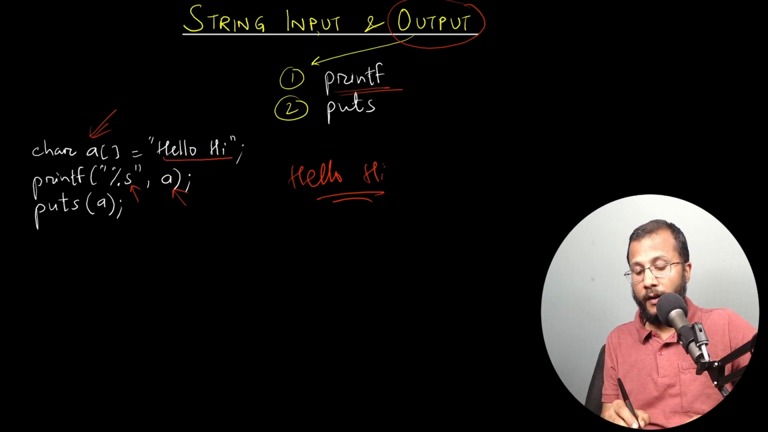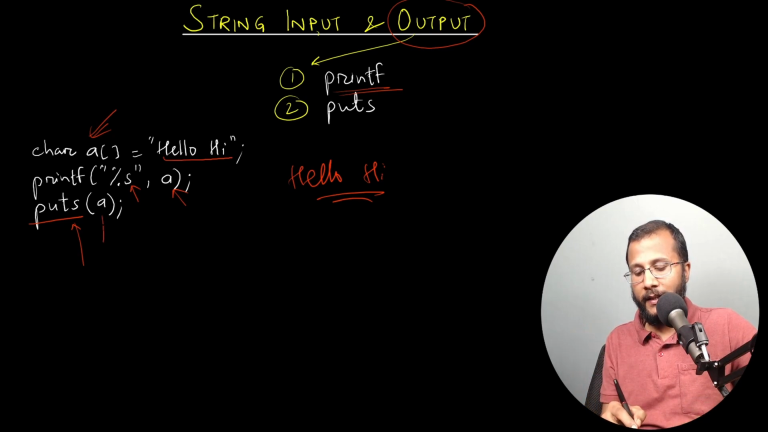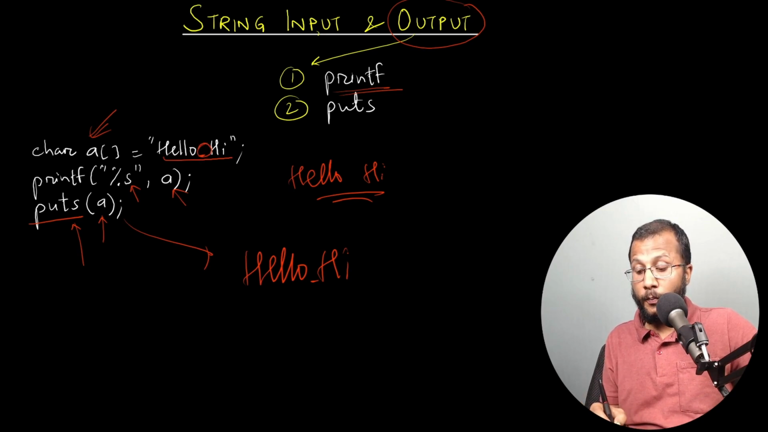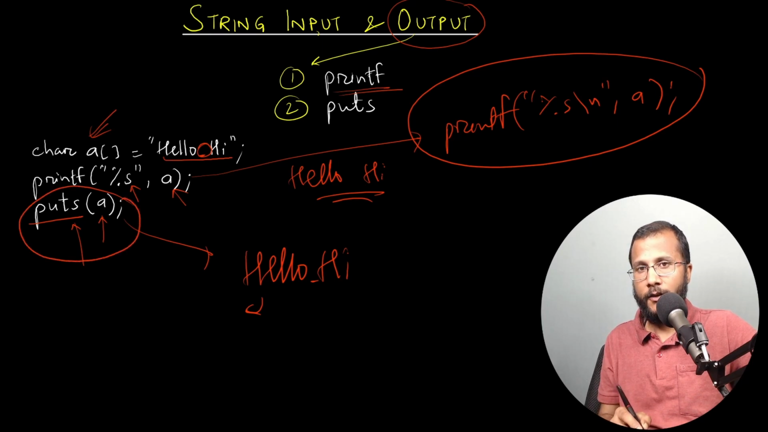Now there is one more function called the puts function. Puts is to print a string, and it is kind of the opposite of the gets function. You give the name of the string as the argument to this function. So the string is hello space hi, and it is going to print hello space hi, and then it is going to print a new line character for you automatically. Printf is not going to print the new line character automatically, but if you would like to print it yourself, you can write printf %s, then give a new line character and then write A. This is now equivalent to puts A. So puts A will by default print a new line character after printing the entire string.